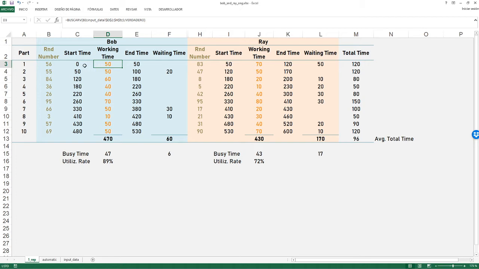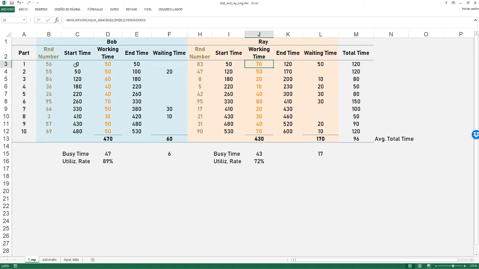That means that if this is the first part we're producing, Bob will start working on it at time equals 0, and after 50 seconds, it'll be finished. So it'll be finished by the 50th second. We might know as well, and again, I will say how we can calculate that later, that the time for Ray to produce this first part is 60 seconds.